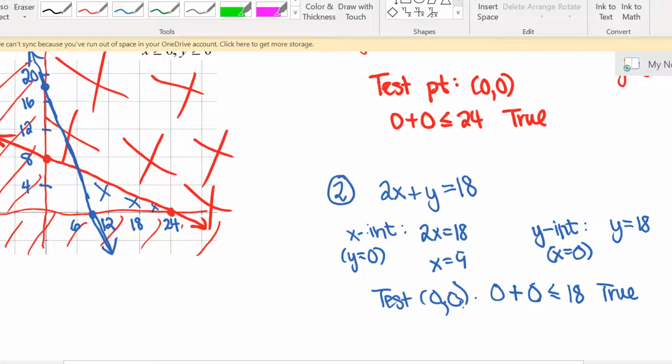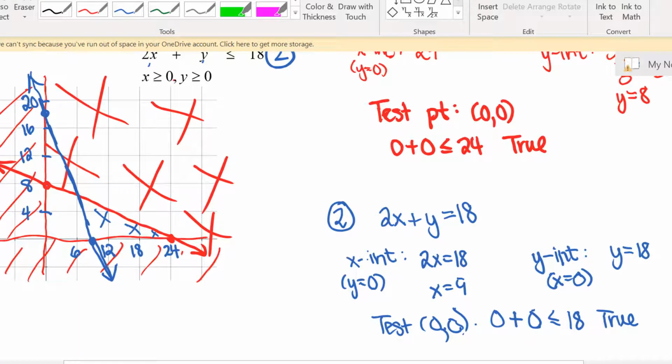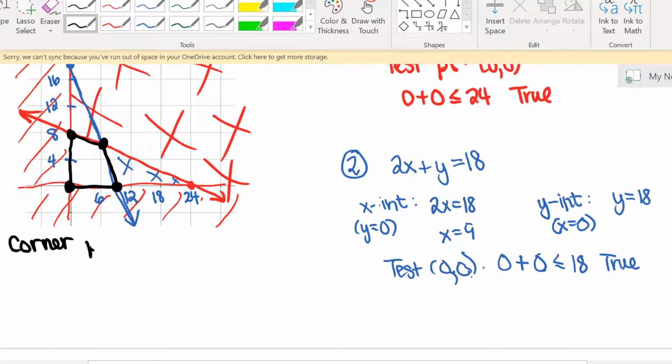So how many corner points does this region have? That's step 2, find the corner points. So the feasible region, remember, is the part that's not shaded in. So it's this right here. And I can see 4 corners. 3 of those 4 corners are really easy to identify. One of them is the origin, 0, 0. One was the x-intercept of line 2, which was 9. So as a point, that's 9, 0. And then this one right here, that was the y-intercept of line 1, which was 0, 8.